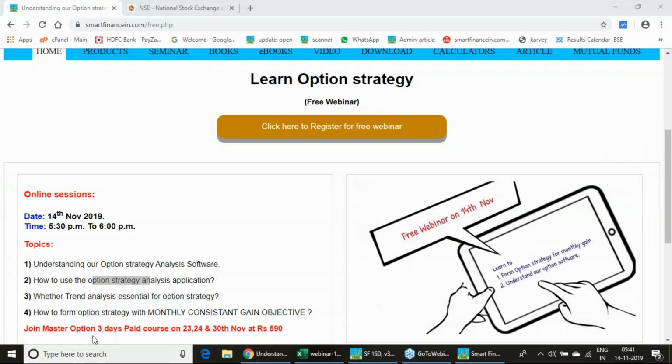So now coming to our last part, which is our monthly consistent gain option strategy. Many of you will be struggling in many places, wondering whether there is any method which can give me a consistent profit on a month-on-month basis. Many traders have this particular view. So you are going to learn one such method.